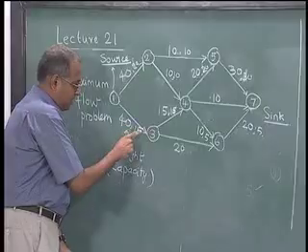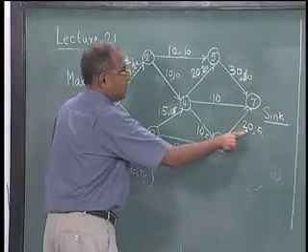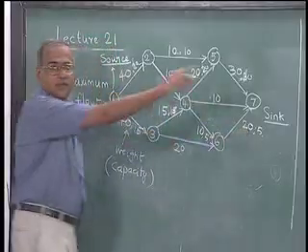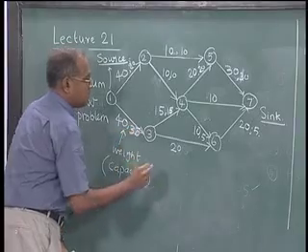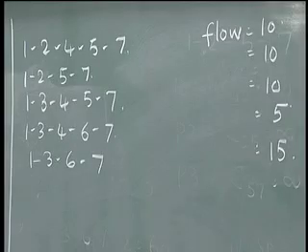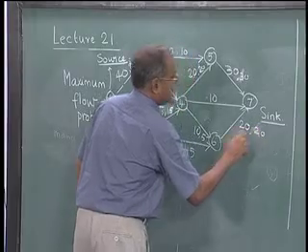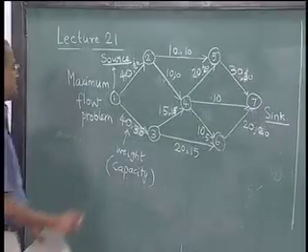So, this is 40 minus 15, 25 is possible, 20 is possible, 20 minus 5, 15 is possible. So, we have sent another 15. So, this gets updated to 30, this gets updated to 15, this gets updated to 20. So, let us see if we have any more paths with which we can send.